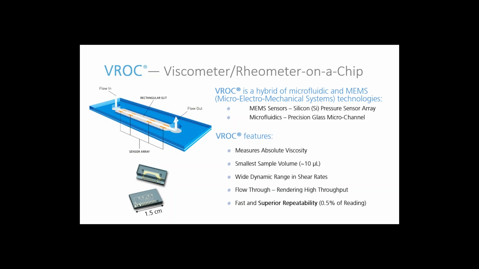Its flow-through design is going to render the high throughput that is required to test a large number of samples during the early stages of drug formulation and selection. And all this is achieved in a fast, accurate, and repeatable way with an accuracy of 2% of the reading and a repeatability of 0.5% of reading.